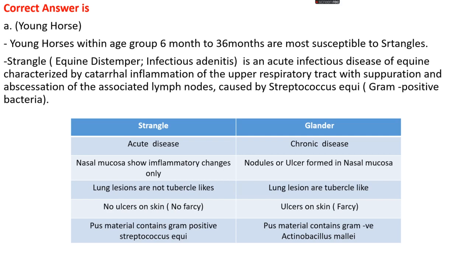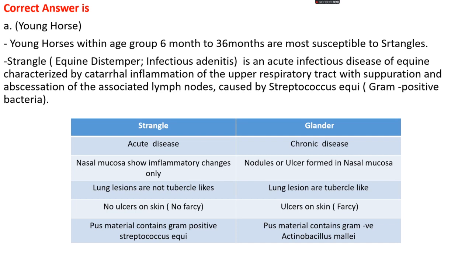Okay, strangles, also known as equine distemper or infectious adenitis, is an acute infectious disease of equine, mainly characterized by catarrhal inflammation of the upper respiratory tract with suppuration and abscessation of the associated lymph nodes, mainly caused by Streptococcus equi, which is a gram-positive bacteria.